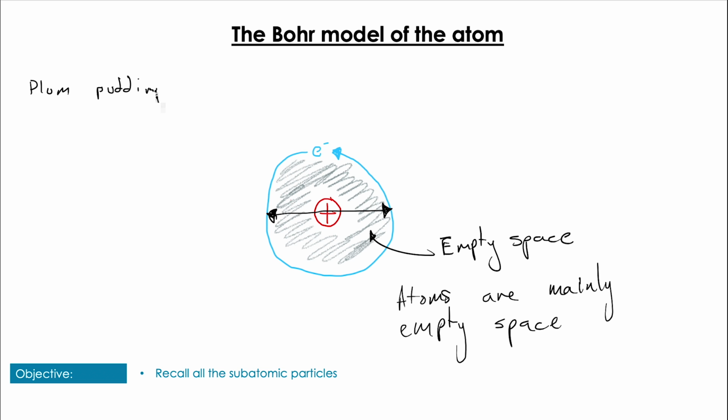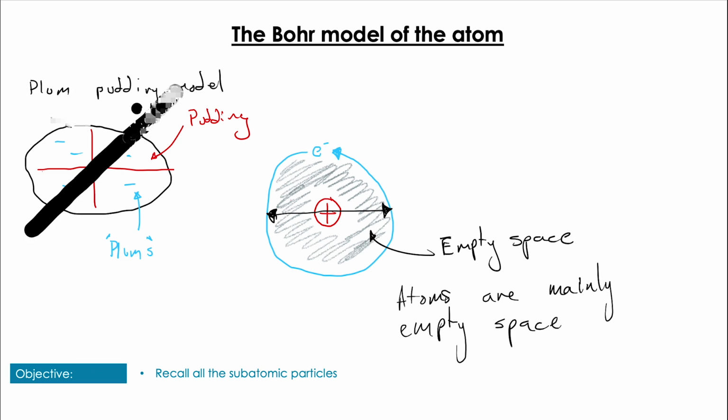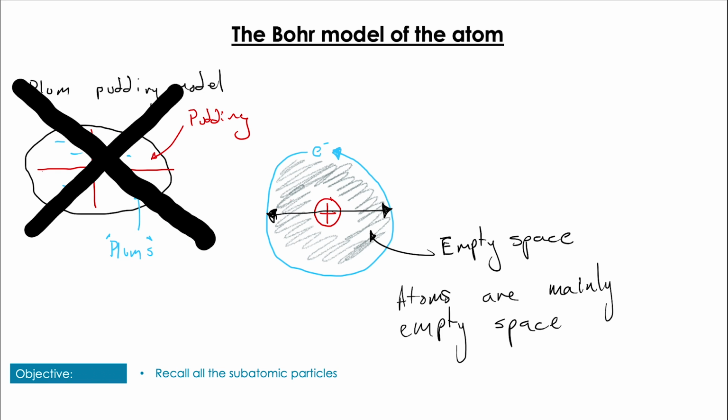Now, this developed after what previously was thought of as the plum pudding model, in which you had a positive structure that had these little negative charges in it. You can think of these as the negative plums in the positive pudding. Apparently, plum pudding has gone out of fashion since 1911. This model was found to be incorrect in Rutherford's experiment, where he fired particles at a gold foil sheet and found that most of the particles went through the atoms, and this was obviously due to the empty space.